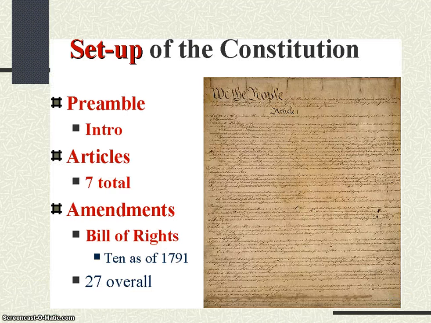Okay, so the setup of the Constitution, it's broken into different parts. You have the preamble, which is the introduction to it, and then there are 7 articles total. After those articles, you have the amendments. The first 10, which are established in 1791, are known as the Bill of Rights, and we have 27 amendments overall. So, since the Constitution's inception and it being ratified, we have only changed it 17 additional times from the original 10 with the Bill of Rights.